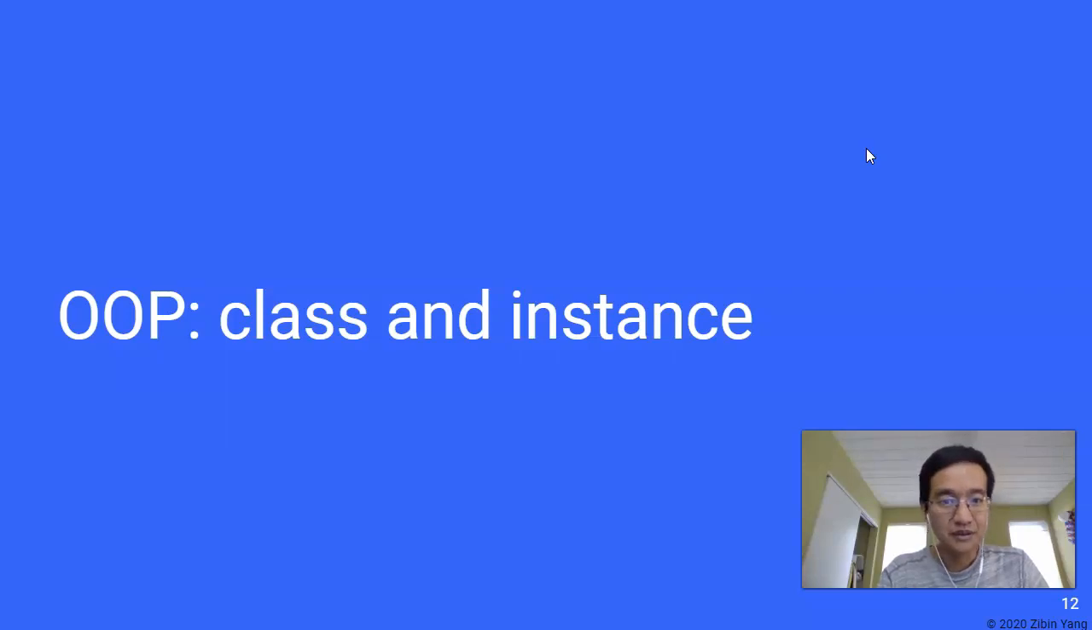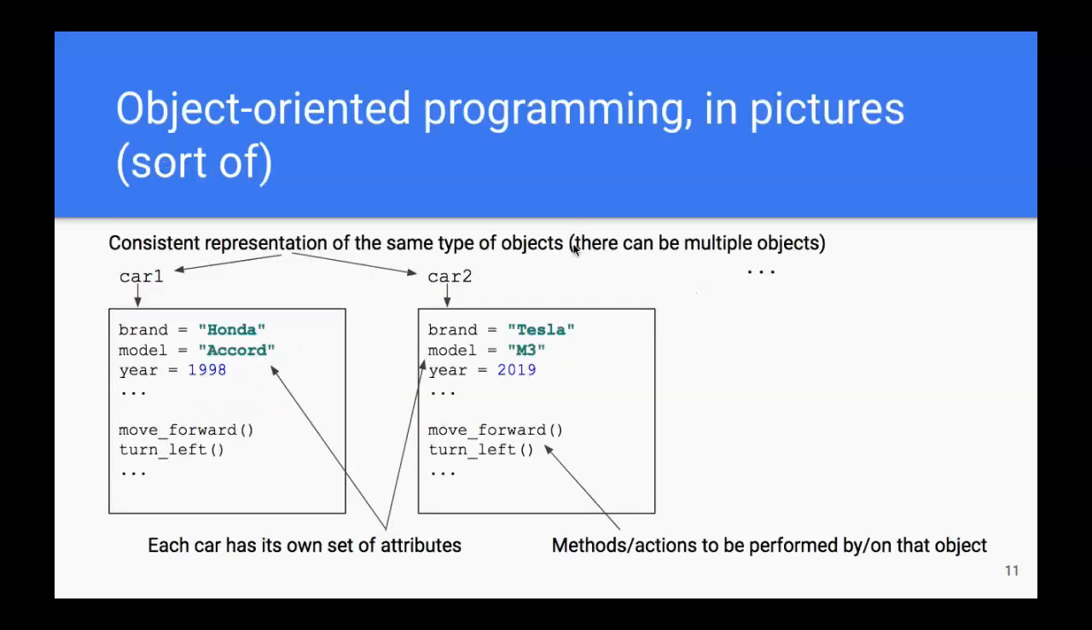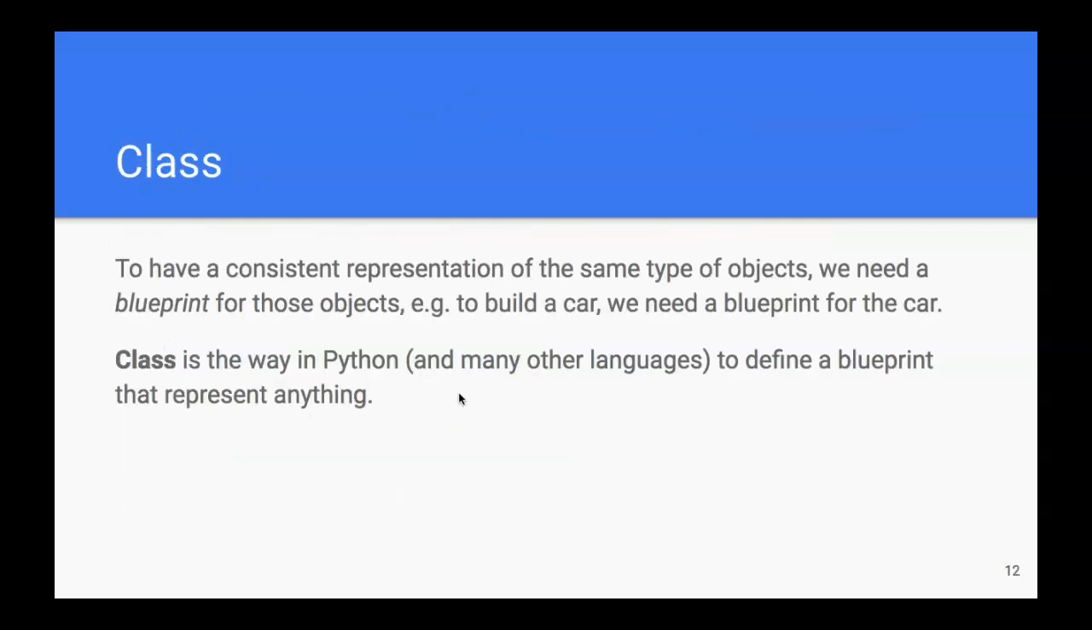Hi, we're going to continue to talk about object-oriented programming, specifically about class and instance in this video. We just saw that for the same type of object, for cars, we want a consistent representation of what they look like. What that means is really we need a blueprint for these same type of objects. So, for example, in order to have a car, we have to have a blueprint for the car, right?